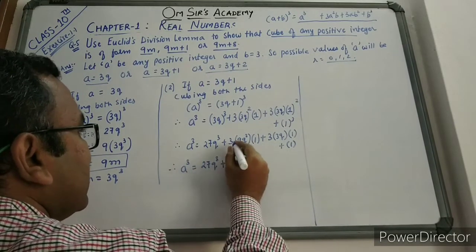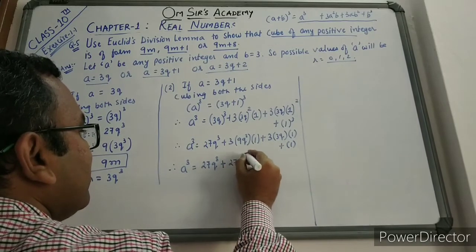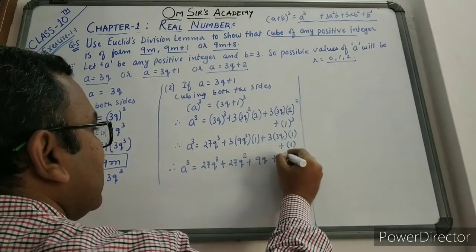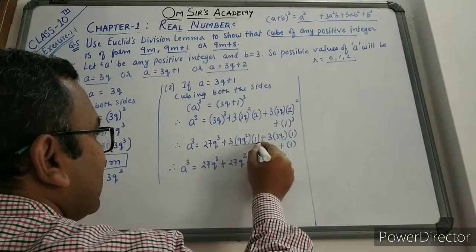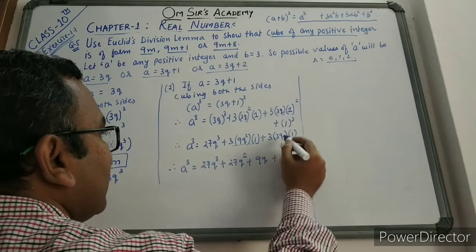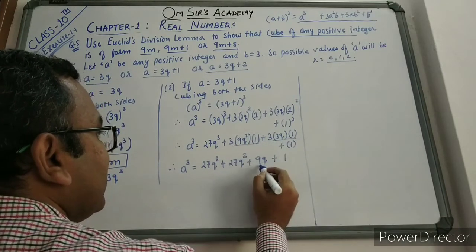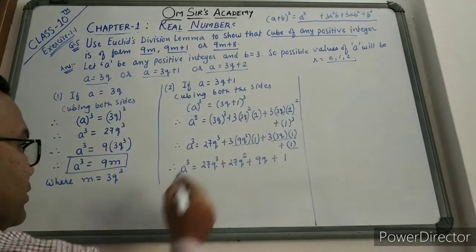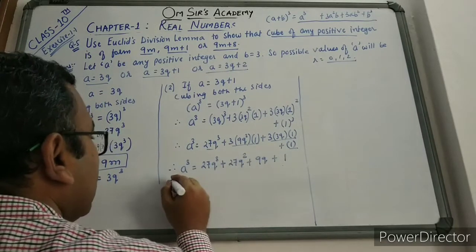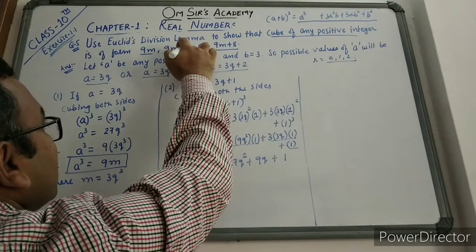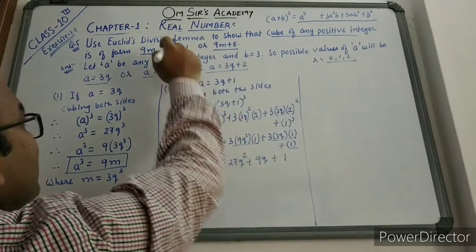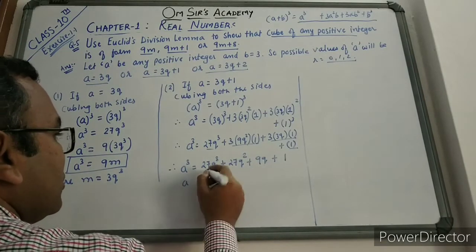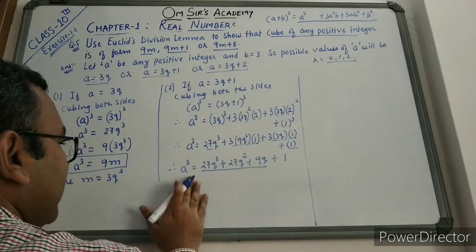So a cube is equal to 27q cube plus 3 9s are 27q square plus 3 3s are 9q plus 1 will be the remainder. Multiplying these three gives 27q square, and multiplying these three gives 9q, plus 1 will be left last. Is it clear? So which form can I write here? 1 remainder is coming at last, so I can show it in this form 9m plus 1. So I take 9 common from the first 3 terms.